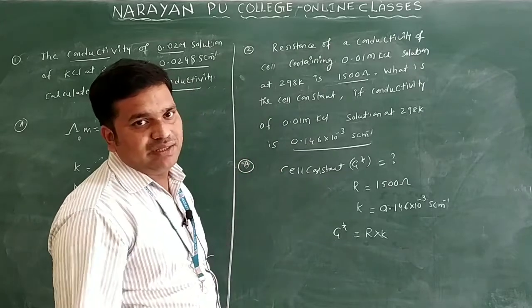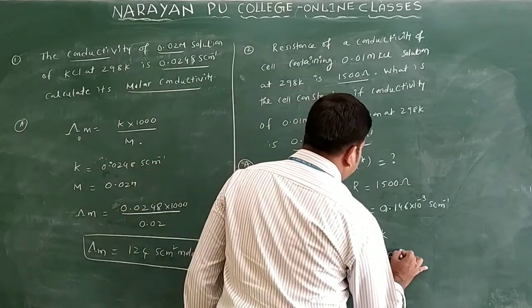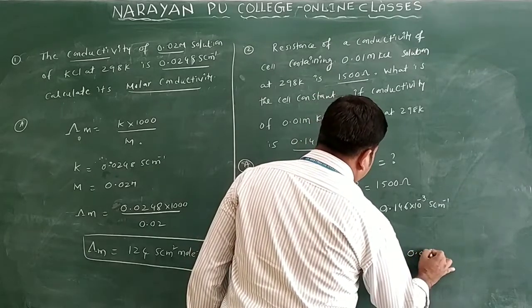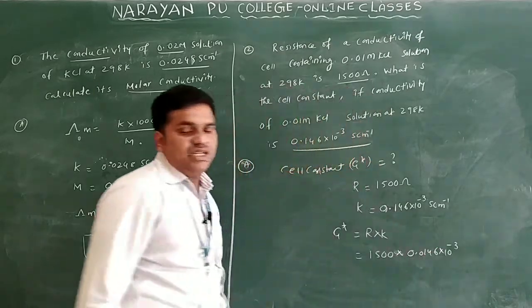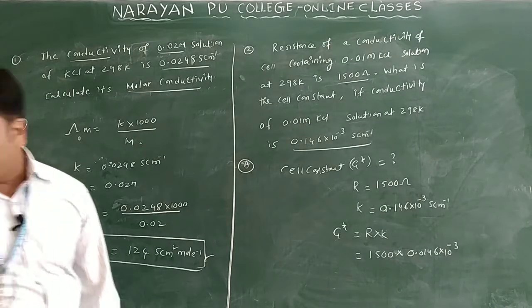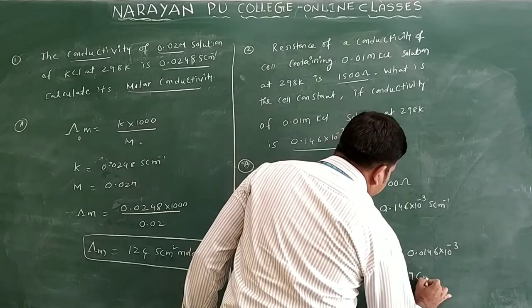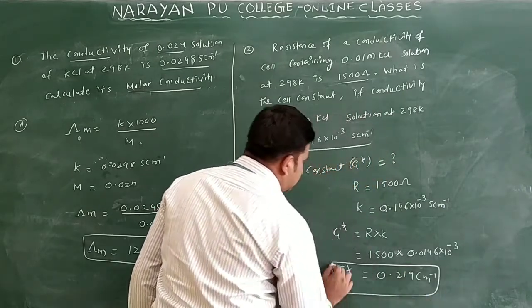I already gave the formula for the cell constant. What is the R value we have? This is 1500 ohms into the conductivity, 0.146 into 10 power minus 3. If you do the calculation, you will get 0.219 centimeter inverse. This is the cell constant, G star.